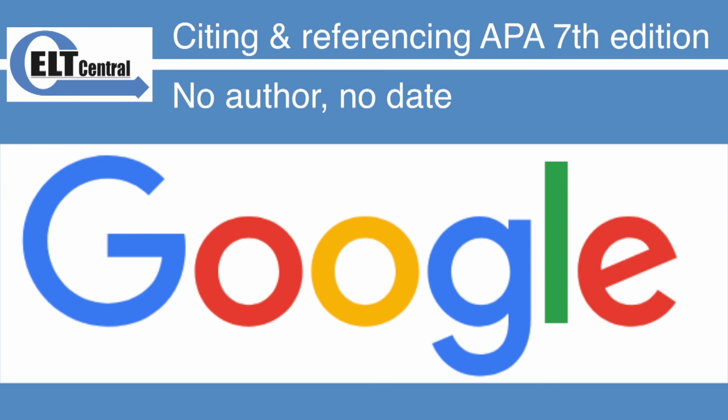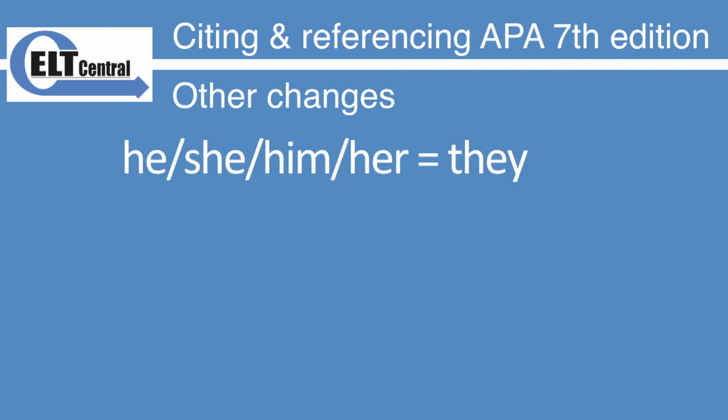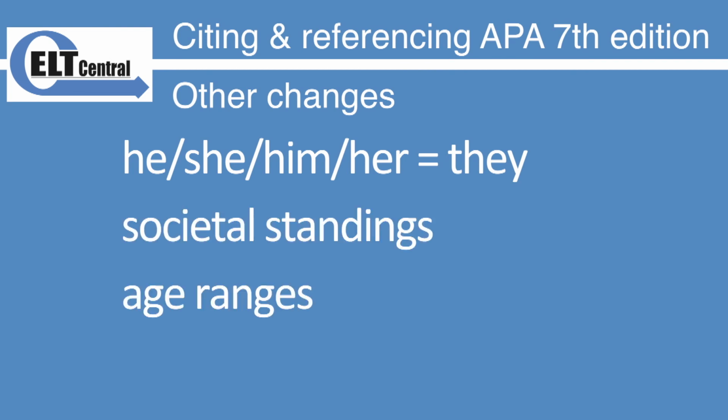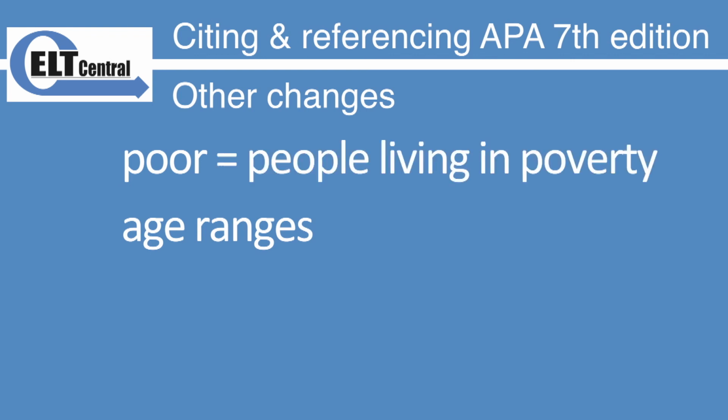Okay, that's all for the in-text and referencing stuff. But there are also a couple of noteworthy changes with pronouns, with he, she, him, her. That now goes to they. Also ranges of cultures or marginalized groups. In order to save embarrassment for those of us who have very little money, we now use a different term. So we mustn't refer to people as poor anymore. We must say people living in poverty.